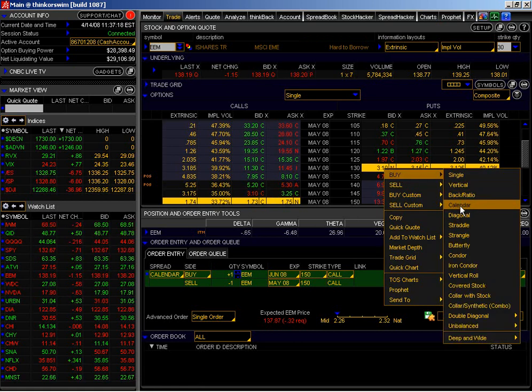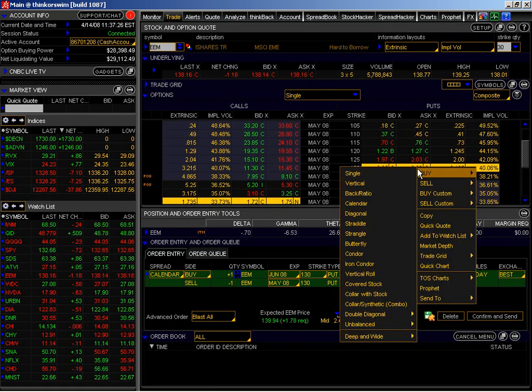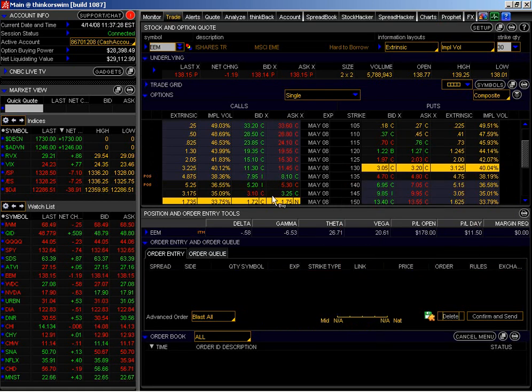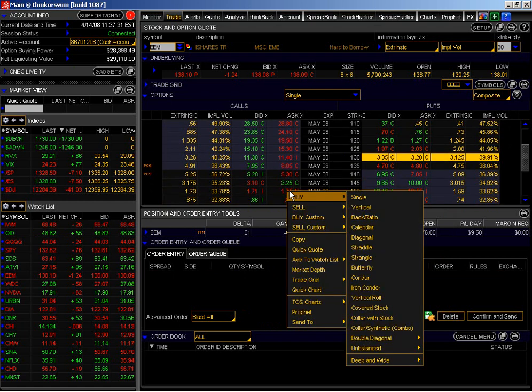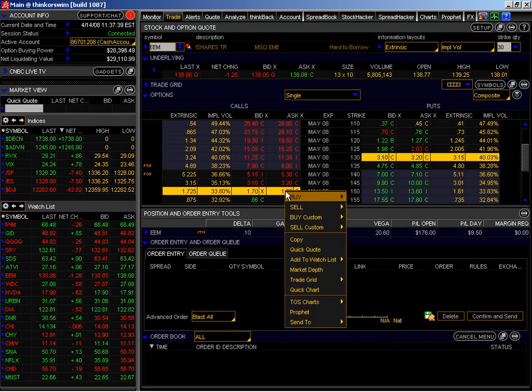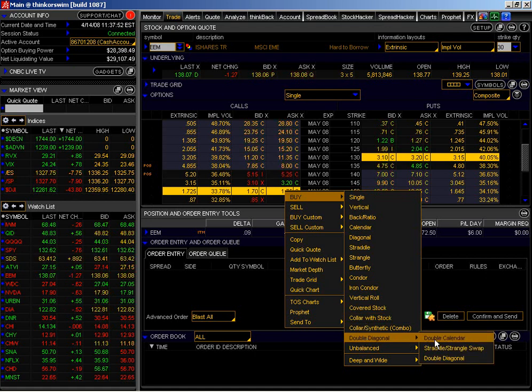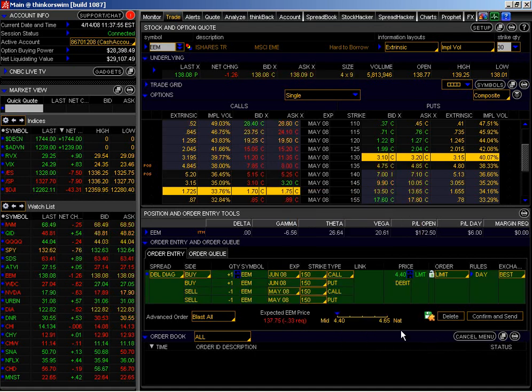We're going to right click, buy calendar. Oops, I've got to set the advanced order to blast all. Actually, we're not putting these on individually. We're going to do a double calendar as one order. That's the best way to do this. If you're adjusting, you may want to do it differently, but we want to submit this as a single order, double calendar. So we're going to go to buy, double diagonal, and double calendar.